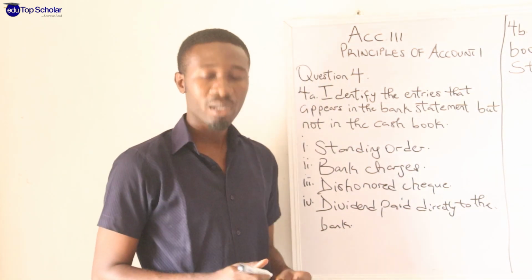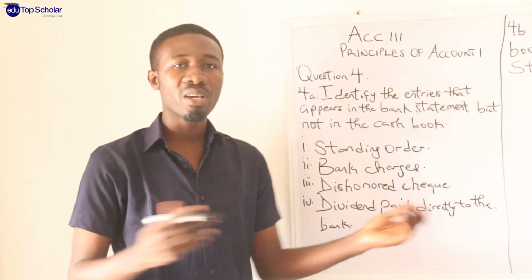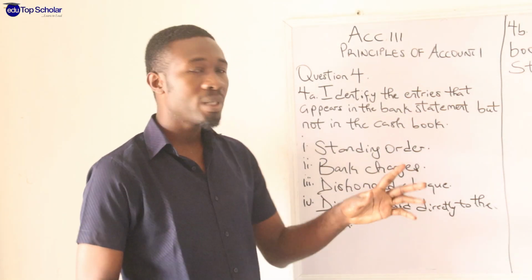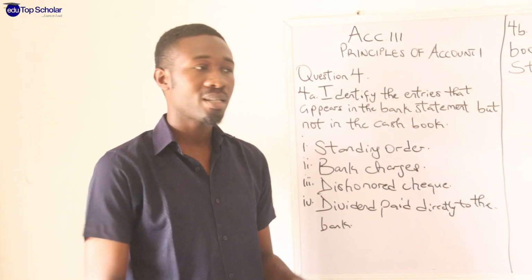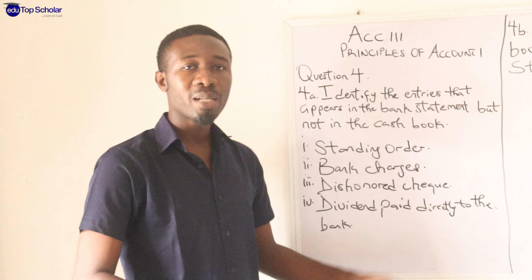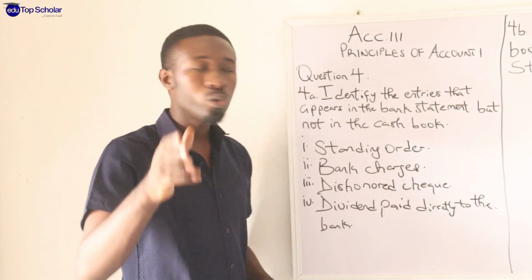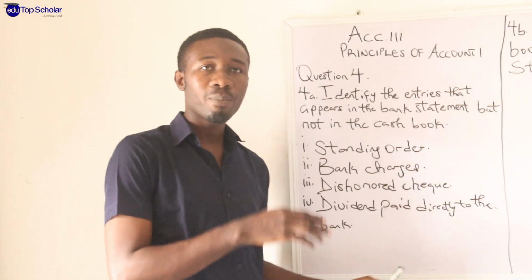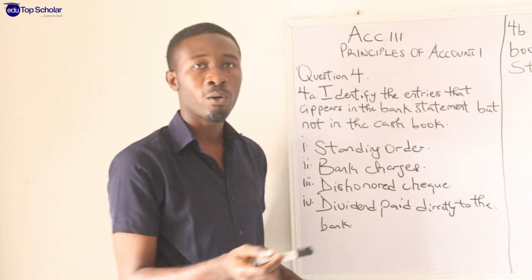So this is another one. Sometimes you get a dividend from your investments in other organizations, and they pay it directly, without your consent, to the bank that you gave them. When such transactions happen, they might be outside of your knowledge and you will not record them in your cash book. But to you, they are an income, and the bank, of course, credits your account, but you will not be informed.